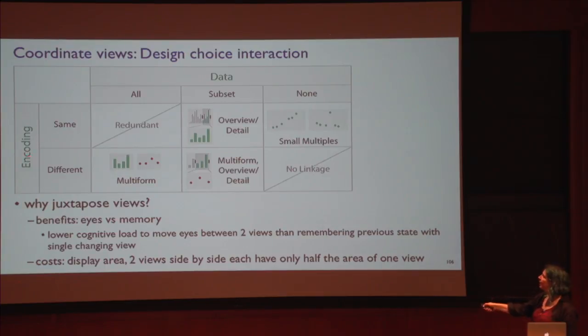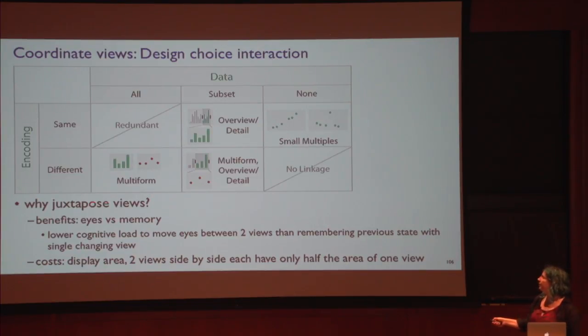We can have the same visual encoding or a different one, and we could have all or some or none of the data in common. And actually, 2 of these 6 cases are boring for opposite reasons. If you've got all the same data and all the same visual encoding, then they're completely redundant, and there's really no point. Different visual encodings, you can do that for this subsetting. These overview detail views can work either for the same encoding or for different encodings. We talked about that small multiples case, but if you've got completely different data and the visual encoding is completely different, then there's actually no way to link those 2 views, and that's why it's less interesting.